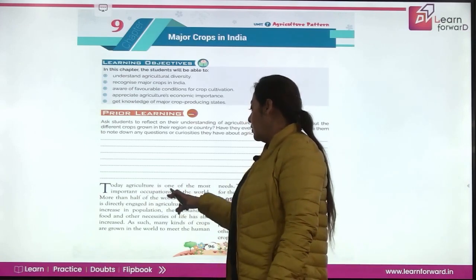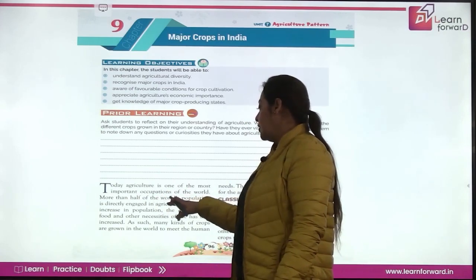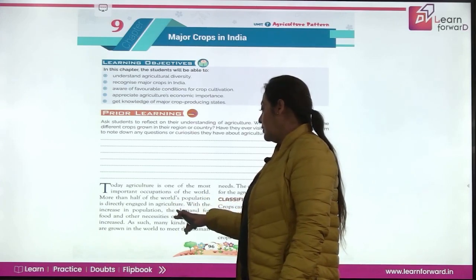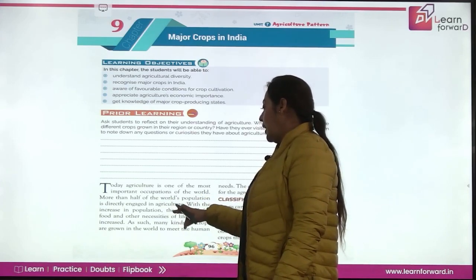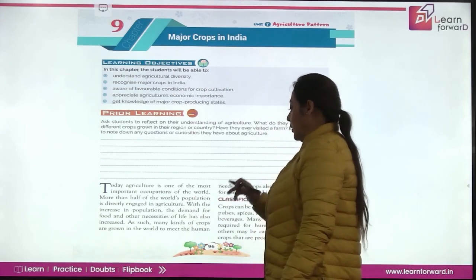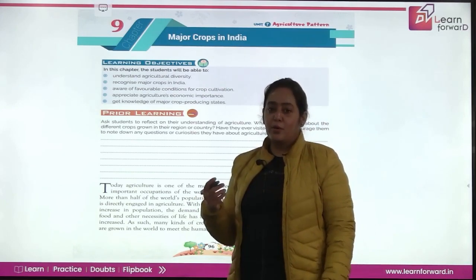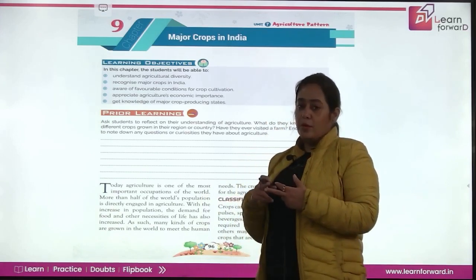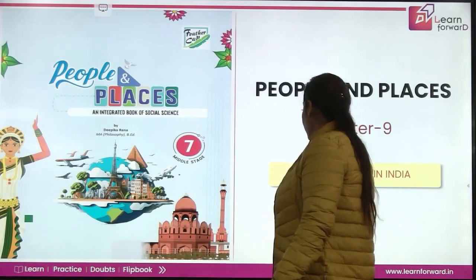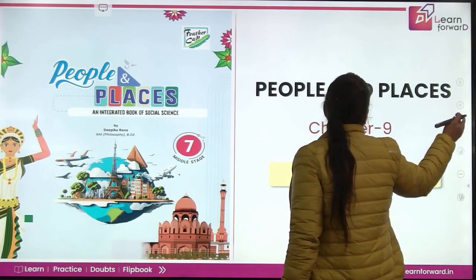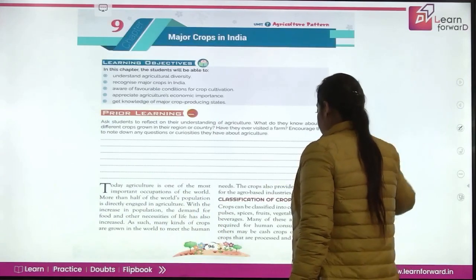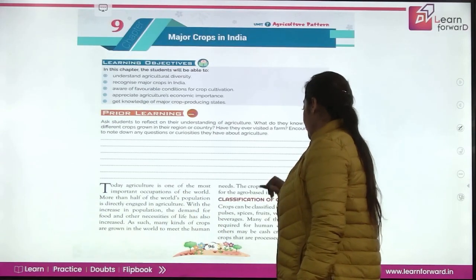More than half of the world's population is directly engaged in agriculture. With the increase in population, the demand for food and other necessities of life have also increased. As such, many kinds of crops are grown in the world to meet the human needs. अब ज़्यादा crops क्यों चाहिए? क्योंकि population बढ़ रही है, so demand for crops is also growing. So the crops, they provide raw materials for the industry. So what do the crops do? They provide a lot of material, raw material for the agro-based industry.